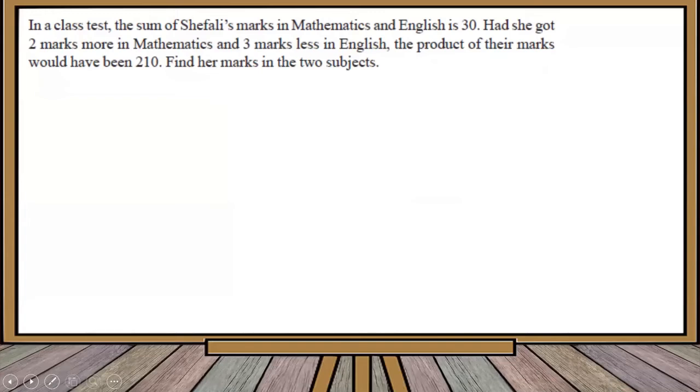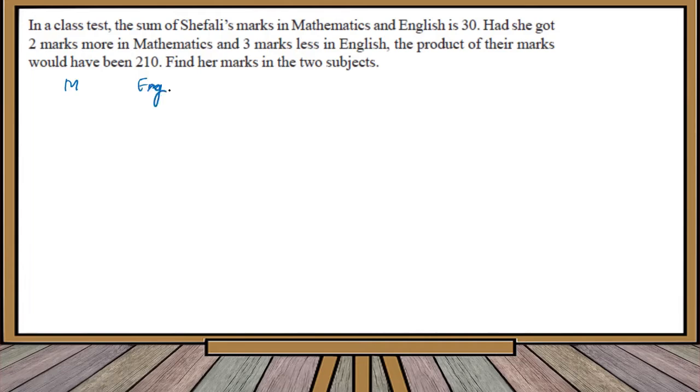Question number 1 says, in a class test, the sum of Shefali's marks in mathematics and English is 30. Had she got 2 marks more in maths and 3 marks less in English, the product of their marks would have been 210. Find her marks in the 2 subjects. Now Shefali has 2 subjects, one is maths and one is English. Together, she's scoring 30. So let this be maths, let this be English.